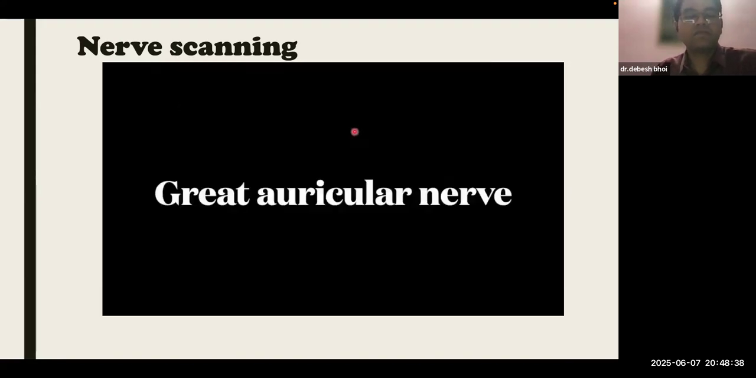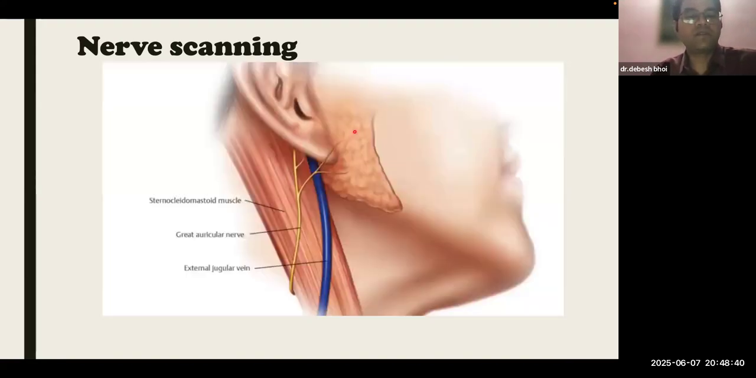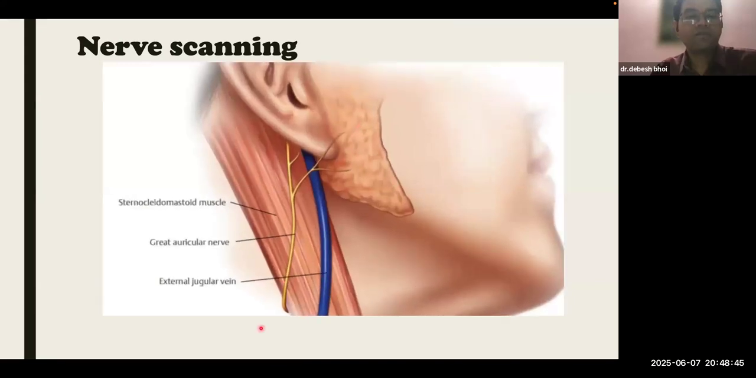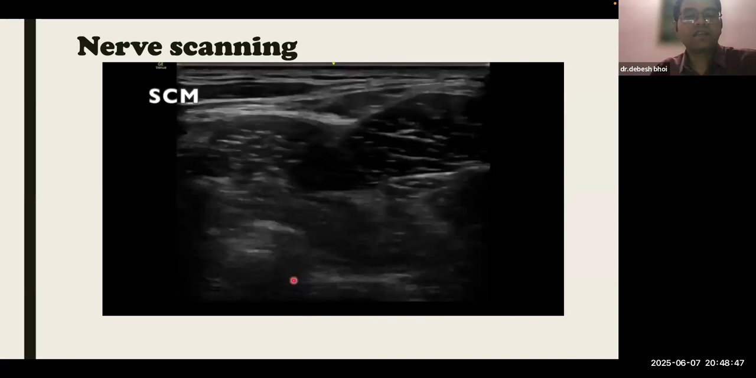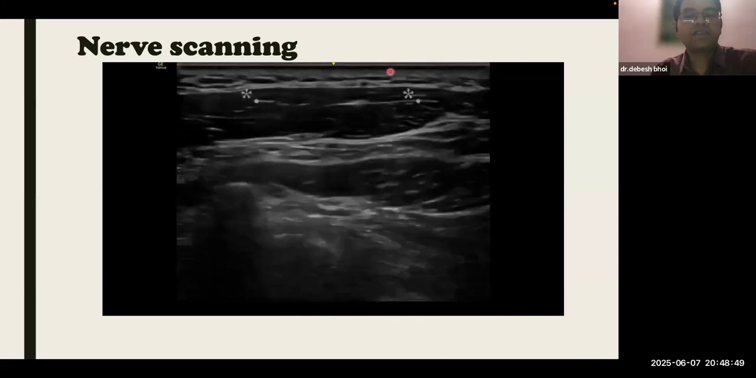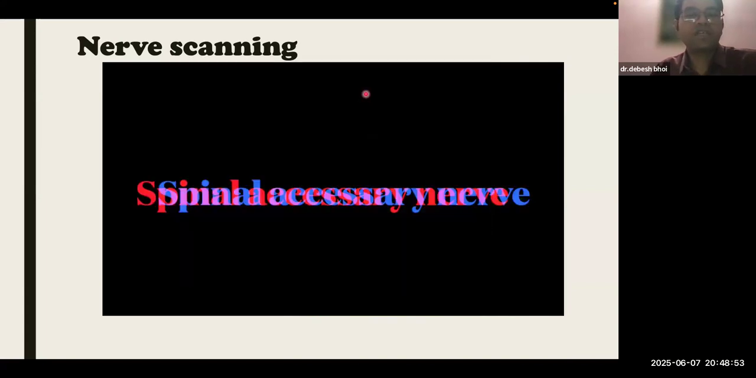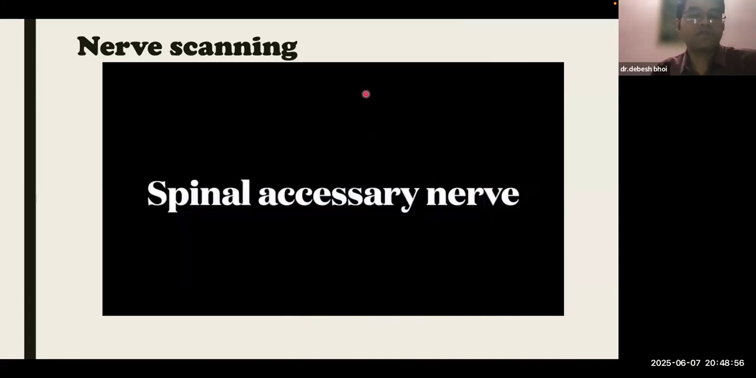Similarly, the great auricular nerve is also a branch of the superficial cervical plexus that runs crossing from lateral to medial. Over the sternocleidomastoid muscle you can see it coming from lateral to medial. You can move the probe and see it lying superficial over the sternocleidomastoid.